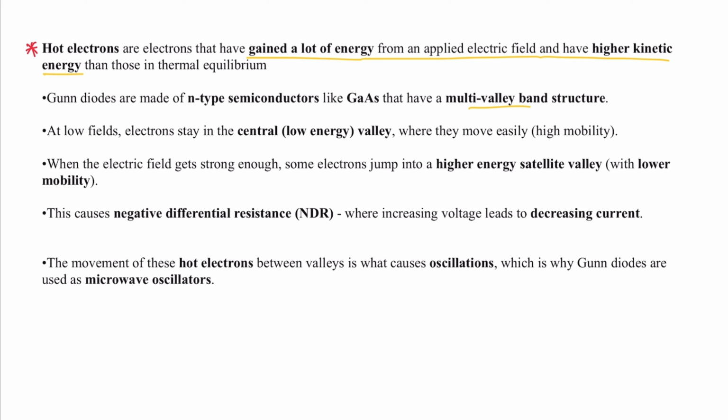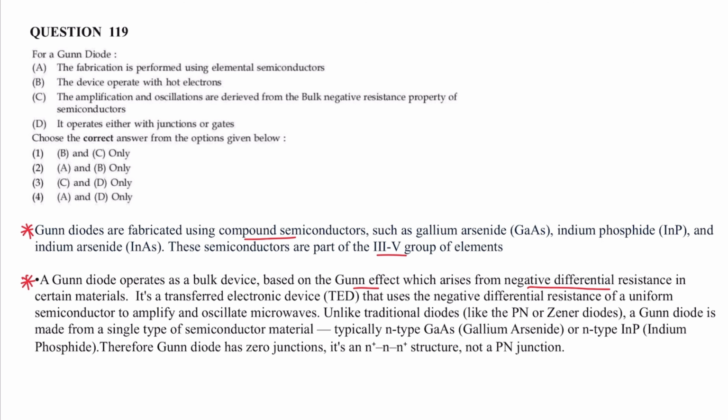At low fields, electrons stay in the central valley where they can move easily. That means at low fields, electrons stay in the central valley and have high mobility. At high electric fields, electrons jump into a higher energy satellite valley with low electron mobility. At low field, high electron mobility. At high field, lower electron mobility. So this causes a negative differential resistance. This movement of hot electrons between the valleys causes the oscillations. This is the theory related to the Gunn diode.